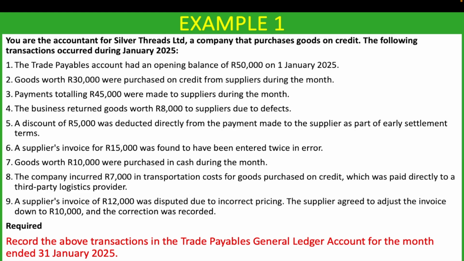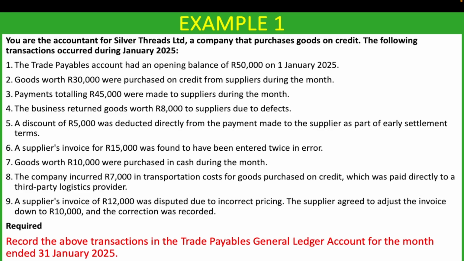Now, when you're doing your T account or your general ledger accounts, that's the first thing you want to start with. What is my balance brought down? What is my opening balance for the period? And we're told here it's 50,000 Rand on the 1st of January 2025. They could have said that the closing balance for December 2024 was 50,000 Rand. It would be exactly the same thing. Remember, the closing balance for the previous month would be the opening balance for this particular month.